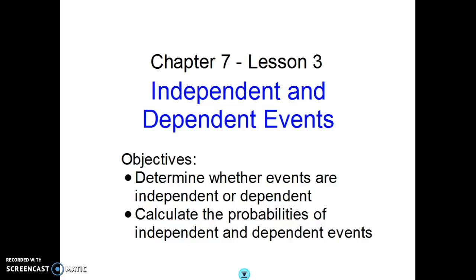This set of videos is on Chapter 7, Section 3 from your Algebra 2 textbook. This section is on independent and dependent events. We have two main objectives today. The first is to determine whether two or more events are independent or dependent. Once we've determined that, our second objective is to actually calculate the probabilities of these independent and dependent events.